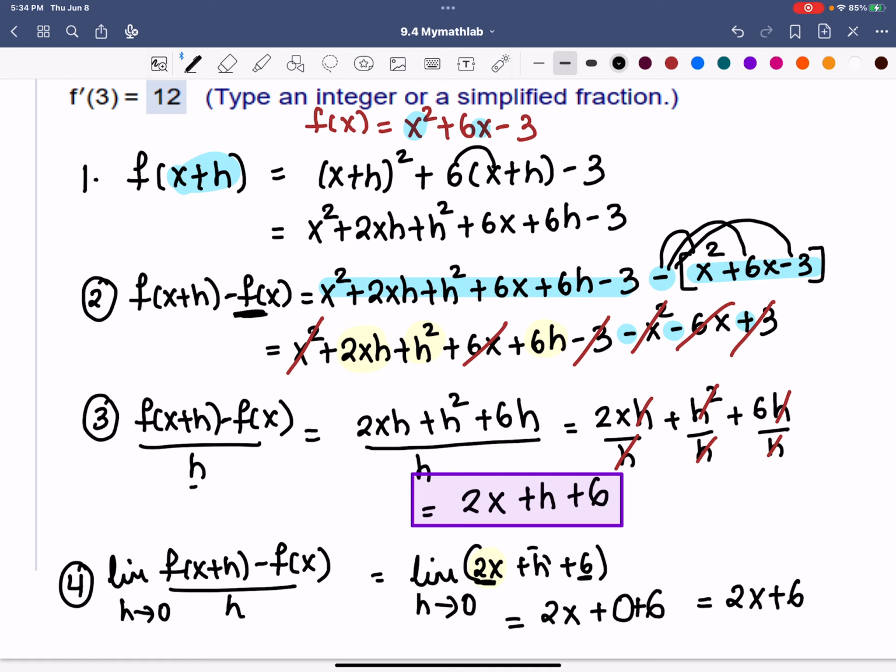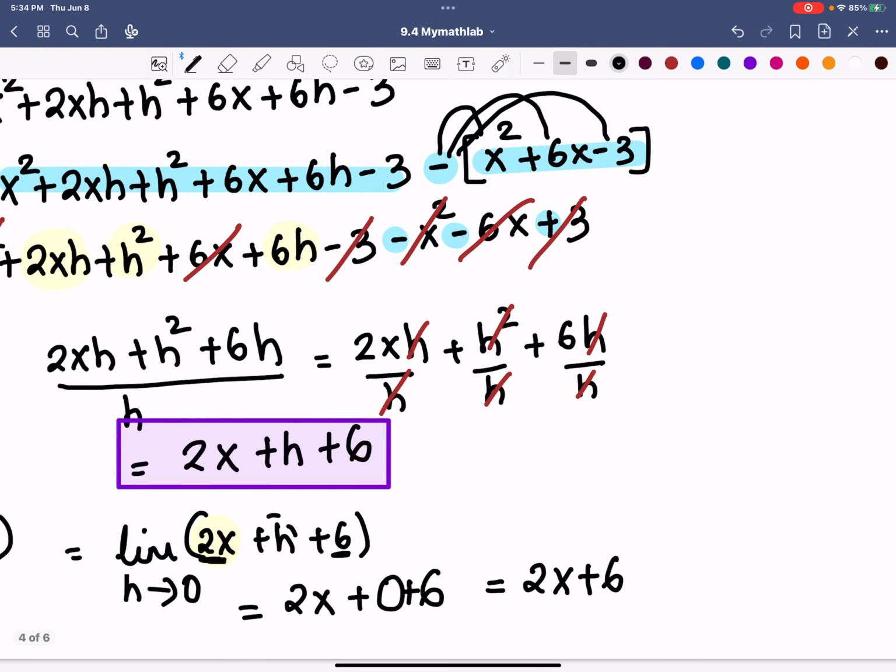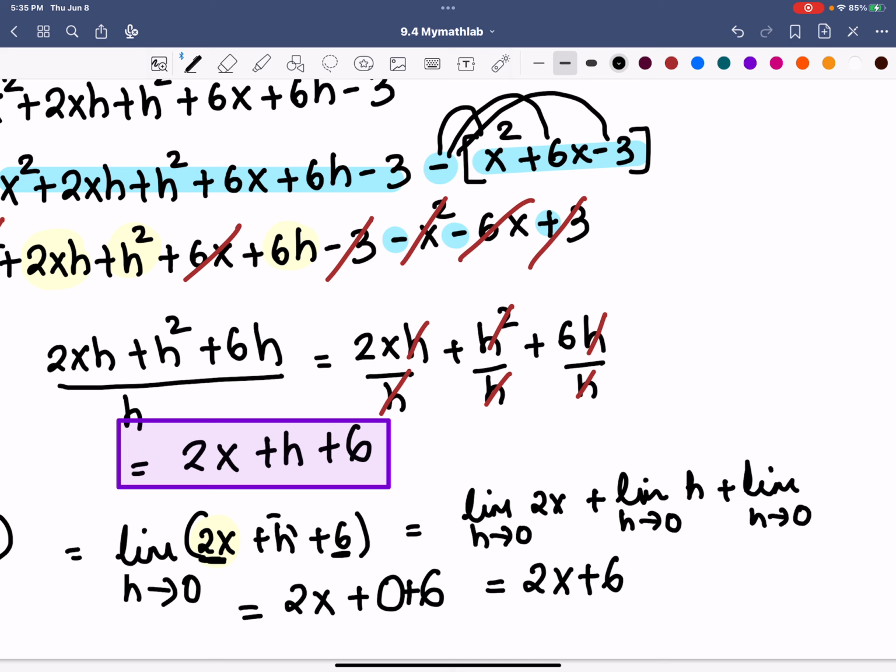Now if you want, let me zoom this in. You can separate this and say limit h goes to 0 of 2x, plus limit h goes to 0 of h, plus limit h goes to 0 of 6. When h goes to 0, what's the function value? Simple logic. I don't see an h here, so this is 2x. Limit h goes to 0 for h is 0. This is a constant, so the limit doesn't matter. So this is your 4-step process.